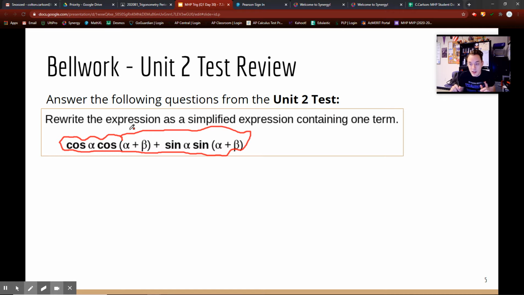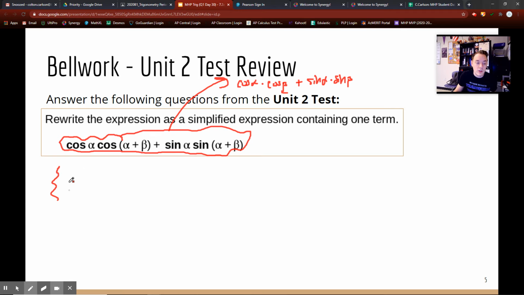That's what I want to try to get at. It's actually the cosine difference formula, because what I could say instead is cosine of alpha times cosine of beta plus sine of alpha times sine of beta. So that's what it actually looks like. It's just that it's not just a single beta, it's an alpha plus beta. But does it matter? No, because it's in parentheses.